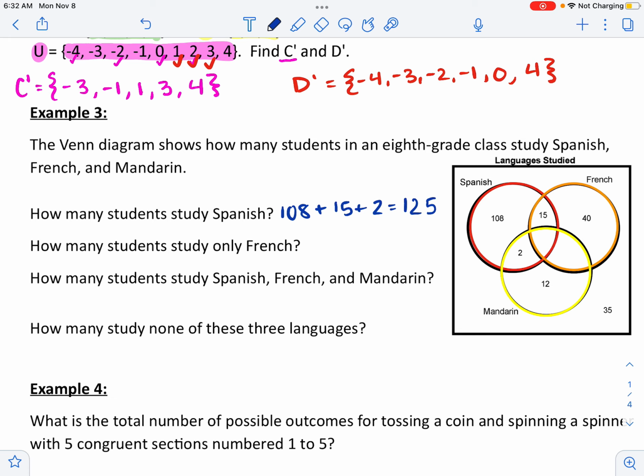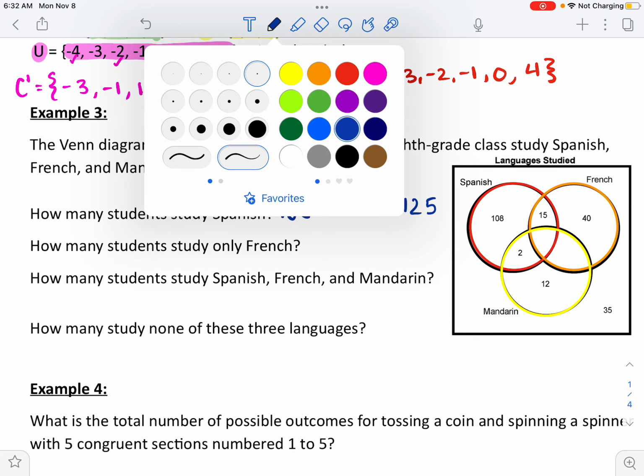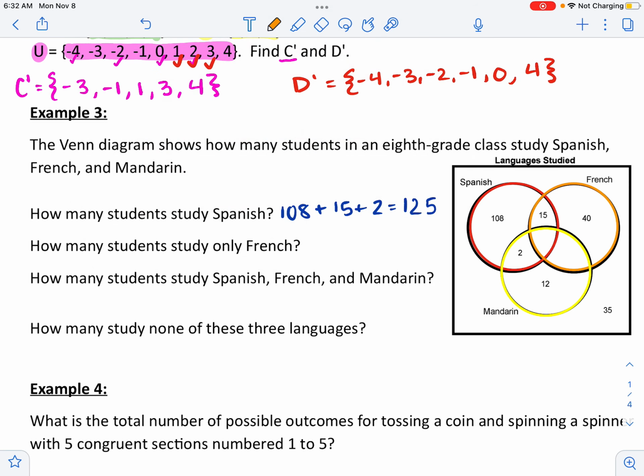Next, how many students study only French? All right, so within the orange circle, we do have this 15 here, but notice that that 15 is in both the red and the orange circle. So that means those 15 students study both Spanish and French. So if I want students that only study French, that's going to be the 40 who are only in the orange circle.